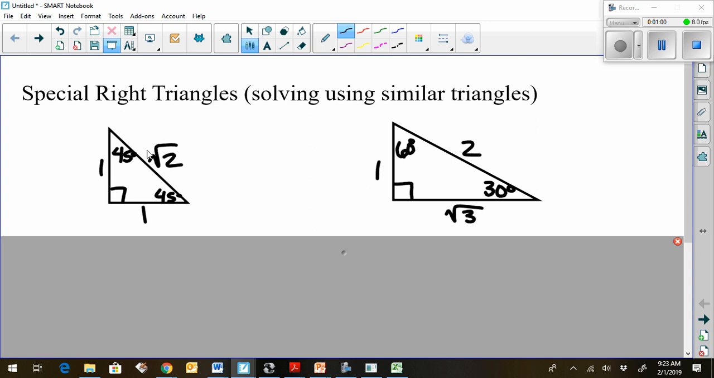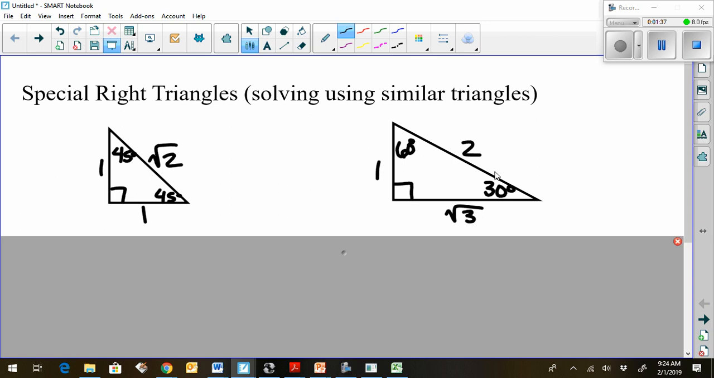So this we can say is similar to all other triangles with 45-45-90 angles because of angle-angle. Remember how angle-angle similarity, if we have two angles that are congruent, that means that our triangles are similar. So if I know that even just this side and this side are congruent and my angle is 90 degrees, then they must be similar because the other angles would have to be 45. So we're going to use similar triangles to solve those.